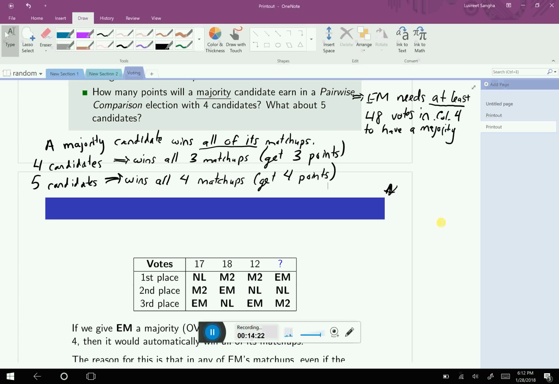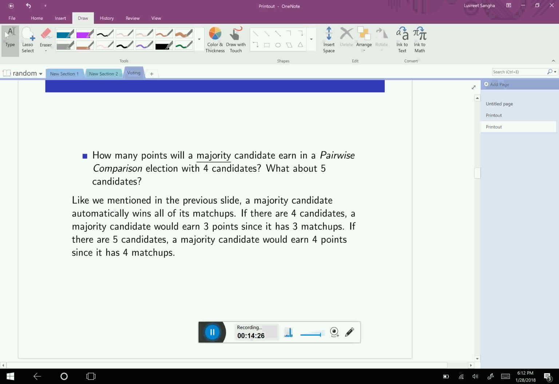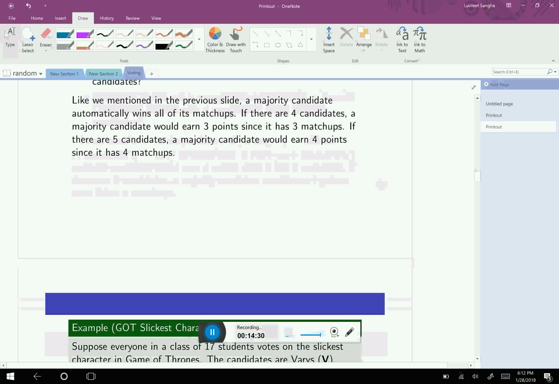All right, so that's the answer to that second question. And in the slides, it has the answer to that question worked out here, if you need to refer to it.